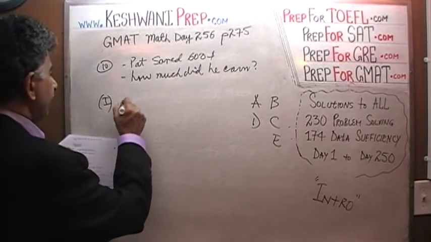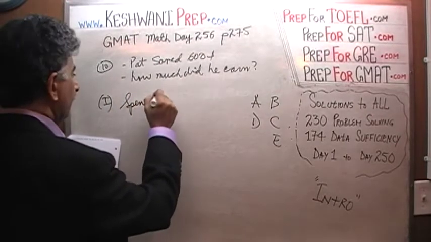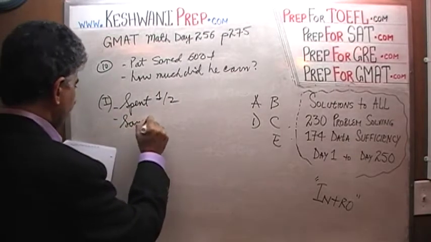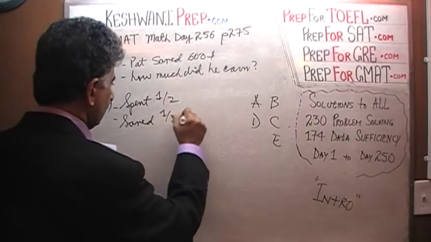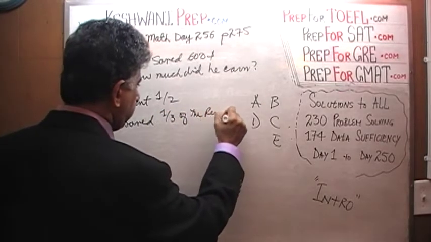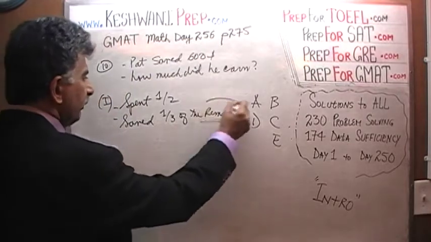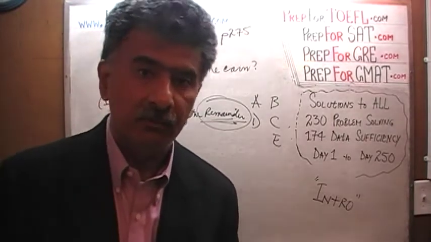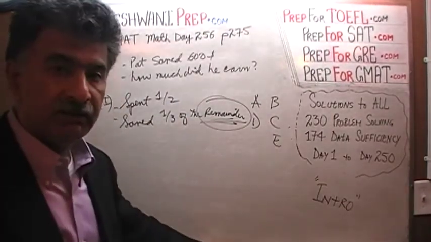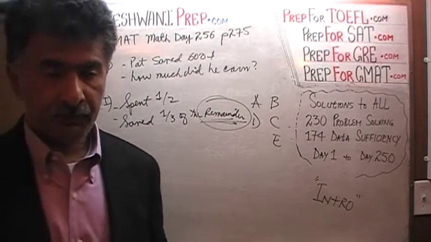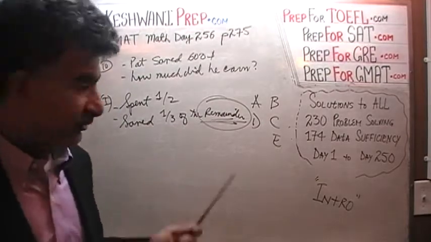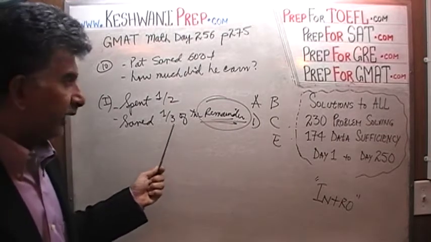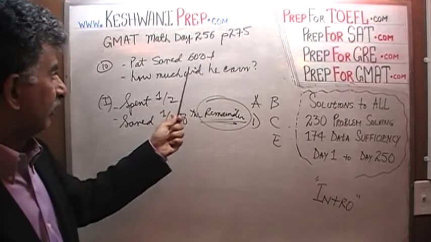In the first statement we are told that he spent half of his income. And we are also told that he saved 1/3 of the remainder. It's very important that we pay attention to the words. We are not told that he saved 1/3 of his income. We are told that he saved 1/3 of the remainder. The question is, is this information enough? Is this sufficient data? Does the first statement provide us sufficient data to be able to answer the question? The question is, how much did he earn?